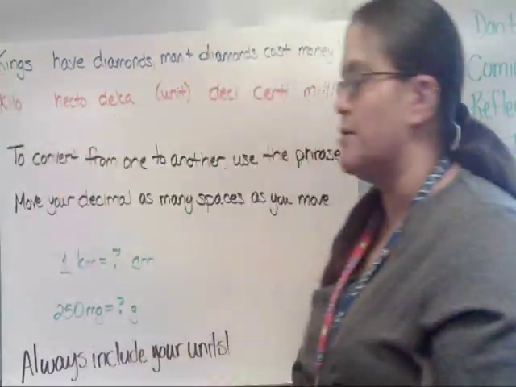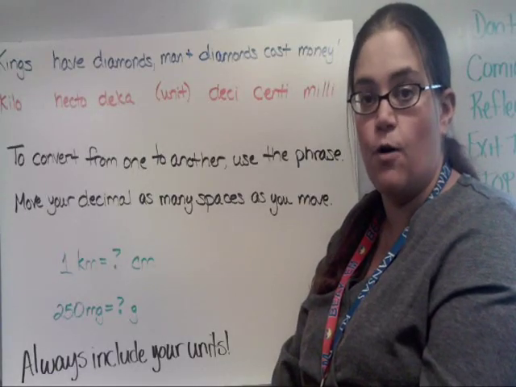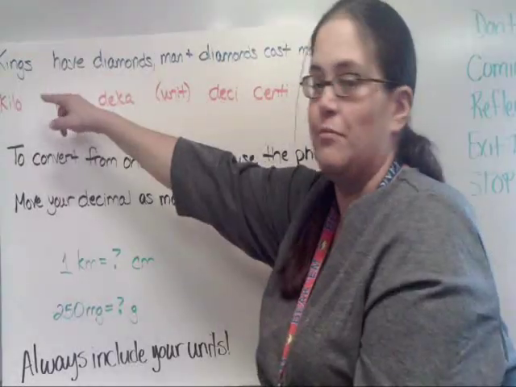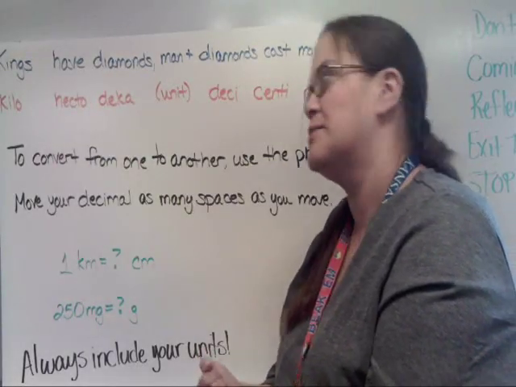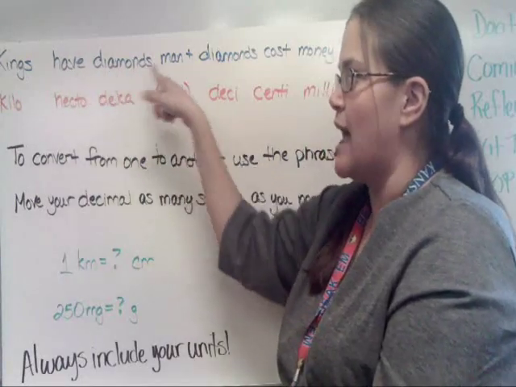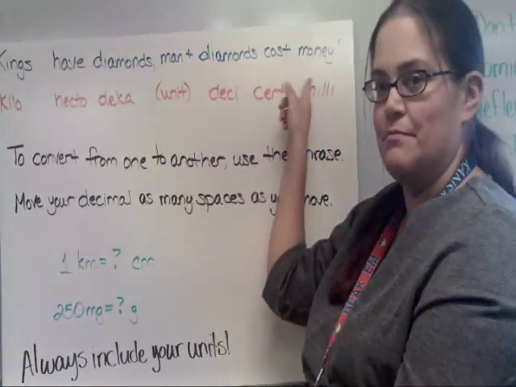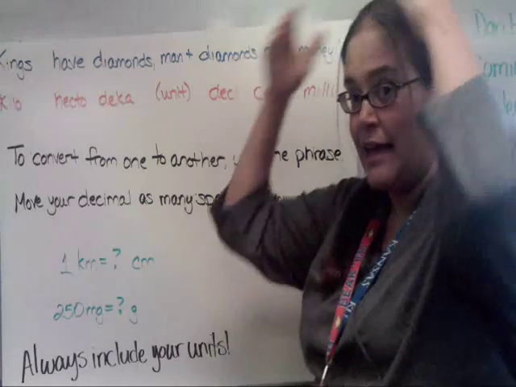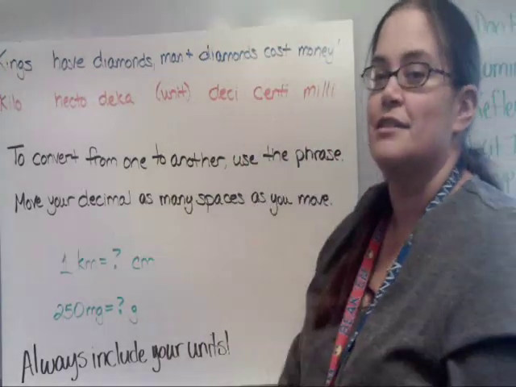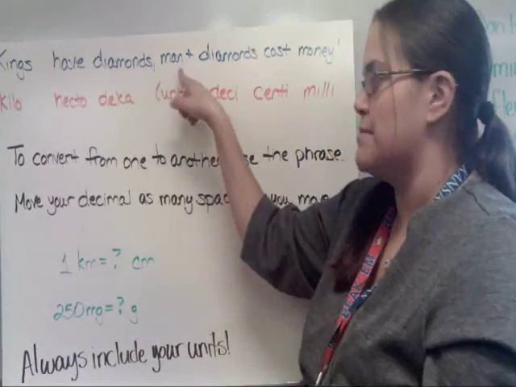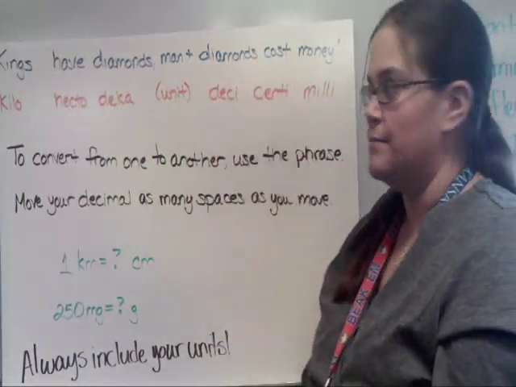There's a mnemonic to remember the prefixes for the metric system. This is Miss Russell's example, and I loved it, so I wanted to use it too. It's kings have diamonds, man, and diamonds cost money. So don't forget that. Kings have diamonds, man, and diamonds cost money.